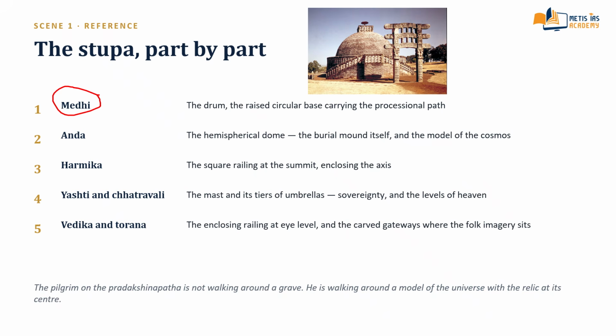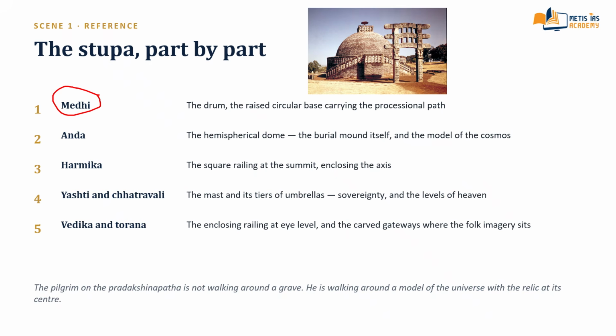The Chatravali, the tiered umbrellas on the mast, conventionally three. And the Vedika, the railing that encloses the whole. And the Pradakshina Patha, the circumambulatory path between railing and dome, walked clockwise. Larger stupas have a second path raised on the Medi. And the Toranas, the gateways at the four cardinal points.